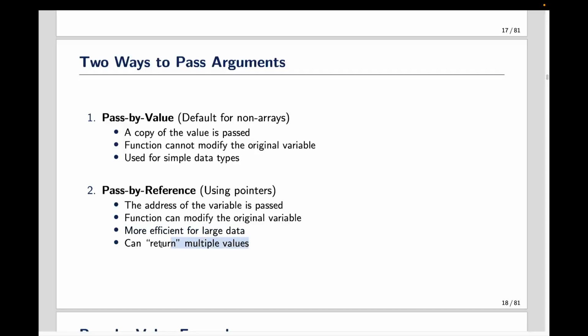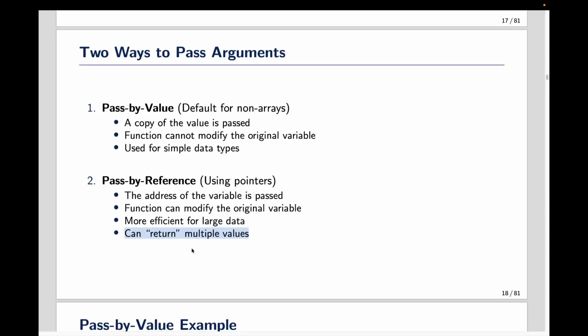So it can return multiple values. Remember, functions can only return one type, but now it can return multiple values because you are changing different memory address values. So this is something very important.